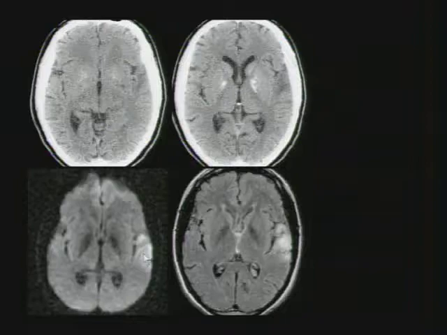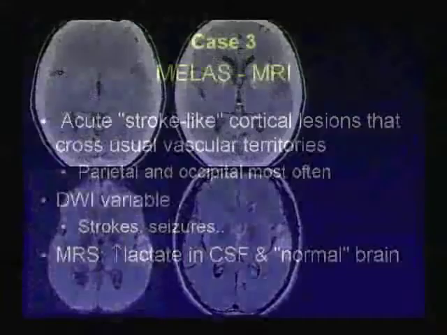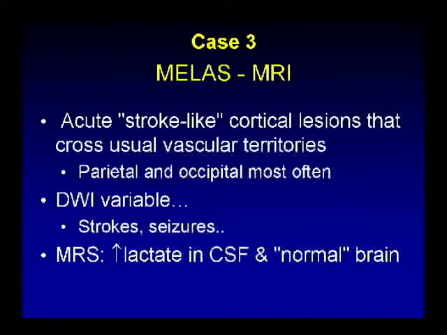So whatever she's got is actually progressing, but she's been pretty well for 2 years, so she's got an unusual course. But in fact, this is a very typical course for MELAS. So her malaise was actually MELAS. And it's these acute stroke-like cortical lesions that cross usual vascular territories, classically parietal occipital. Diffusion is variable. Sometimes they're true strokes, and sometimes they're not restricted on diffusion or reduced on diffusion, and these will normalize later. The classic spectroscopy finding is elevated lactate in the CSF and in normal areas of brain.